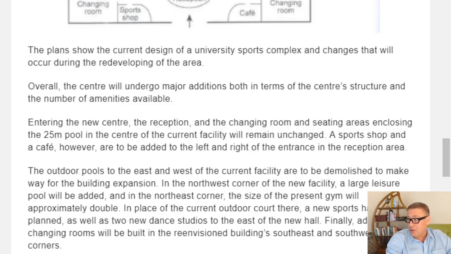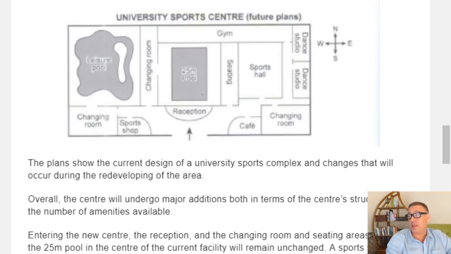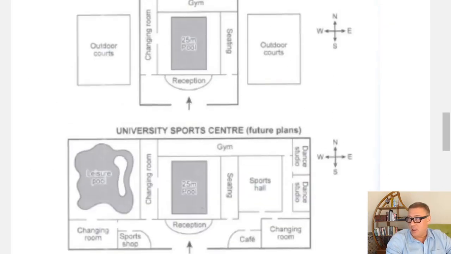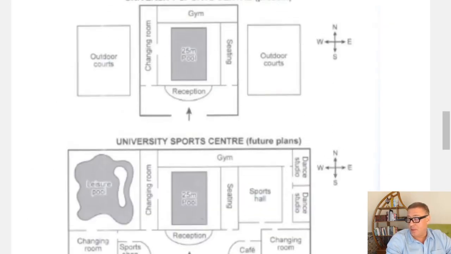But okay, now I'm going to describe in more detail. So now the second details paragraph is longer because it describes this area, where the leisure pool is and where the sports hall is, and there's lots of changes that have happened to these areas. So the outdoor pools to the east and west of the current facility are to be demolished to make way for the building expansion. So there, I've explained, going from this one on the top to this one on the bottom of the picture.